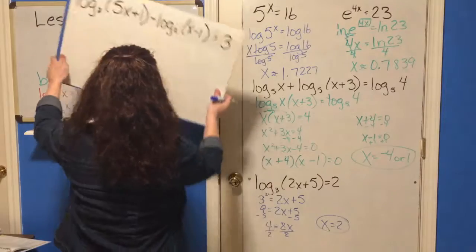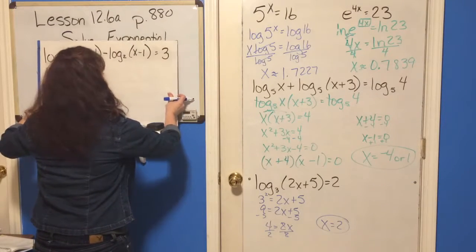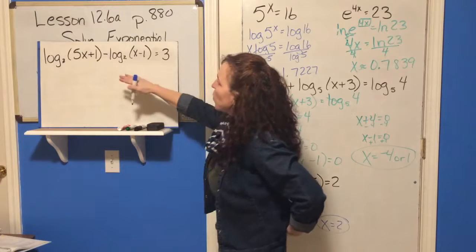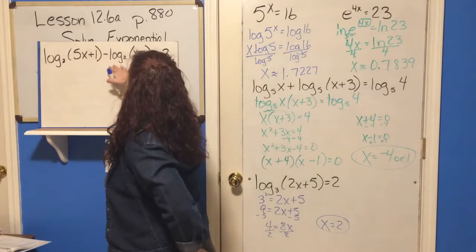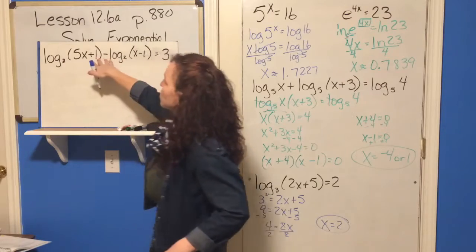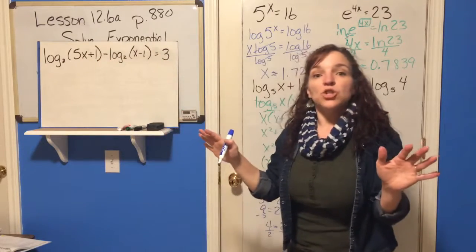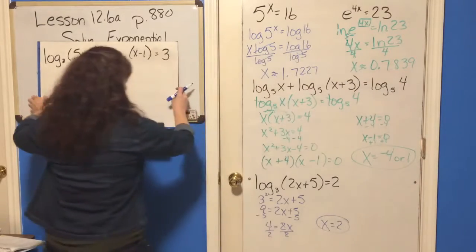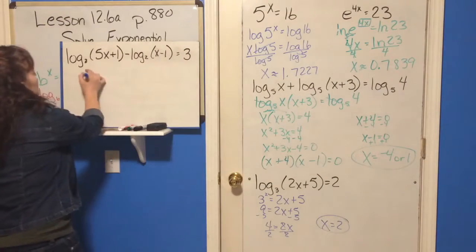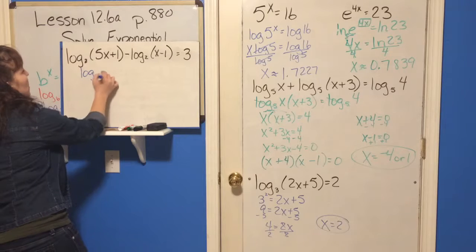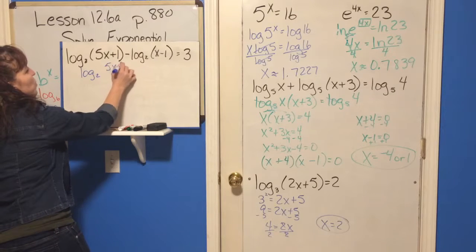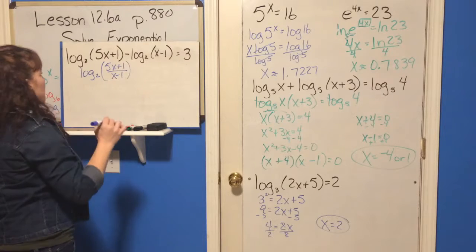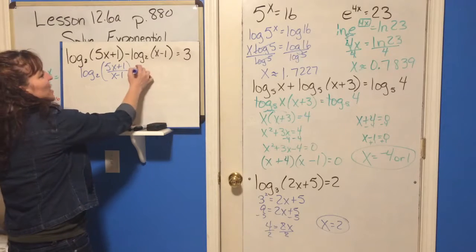Let's do one more. This one's a little bit trickier. Here we go. But not too hard. We can do this. Okay, so once again, we've got 2 logs here on one side, but we're subtracting the 2 logs. So remember, if we're subtracting, now that becomes a division problem. So let's divide it out. This is log base 2 of 5x plus 1 divided by x minus 1. And that still equals 3.